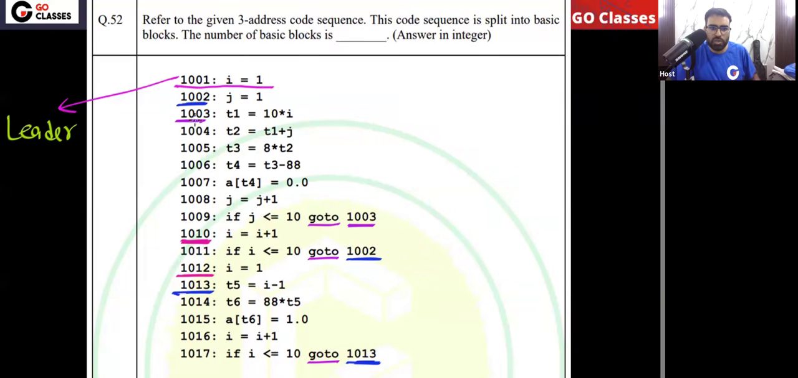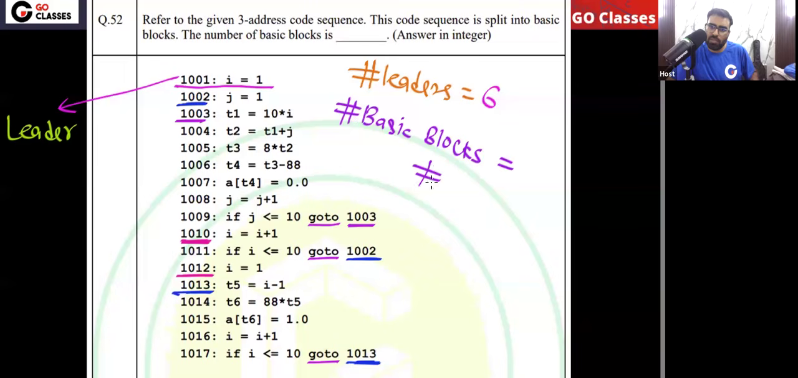Let's continue. So you can see, what is the number of leaders? Tell me. The number of leaders you can see: 3 leaders here, then 3 here. So the number of leaders is 6. And if the number of leaders is 6, then remember the number of basic blocks is equal to the number of leaders, and that is equal to 6.